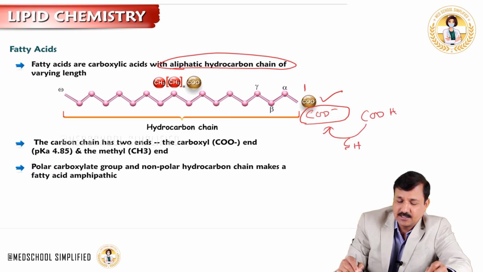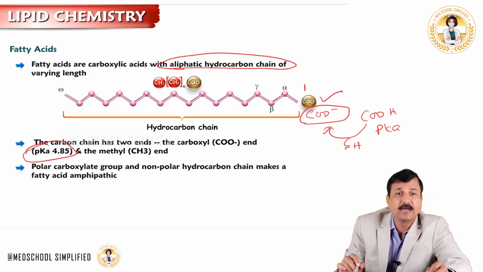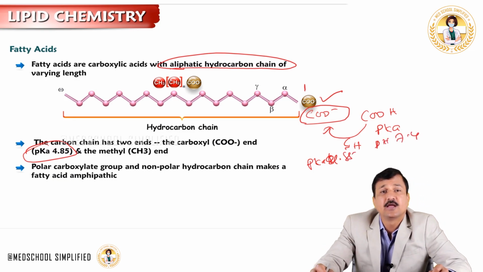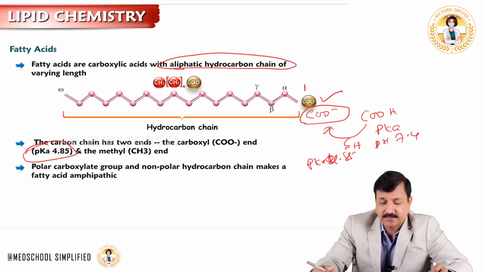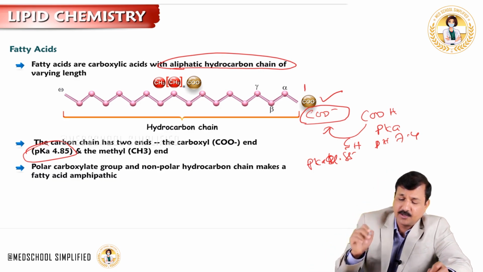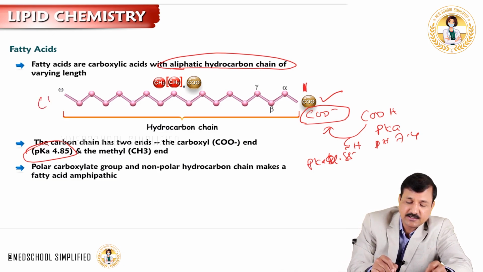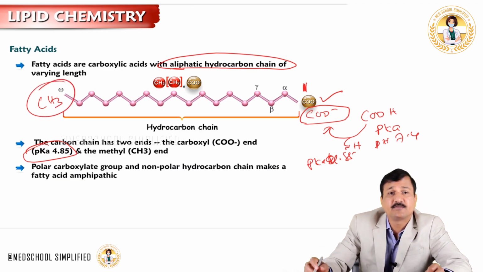That's because the pKa of this carboxylate group attached to the fatty acid is 4.85, and the pH is 7.4. That means we are dealing with pH more than pKa, so there is a deprotonation of the carboxylic acid group into carboxylate. That carboxylate carbon is number 1 carbon, and then we start numbering going towards the methyl end. This other side is the CH3, the methyl end.